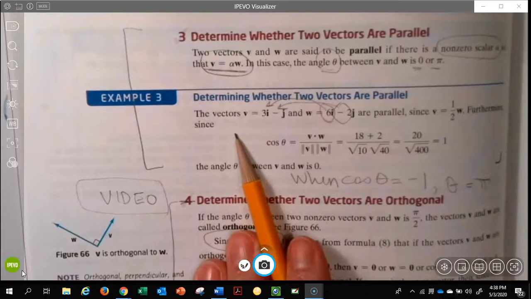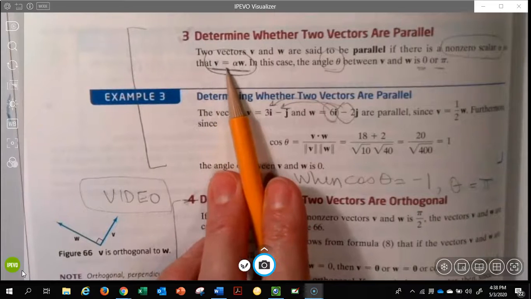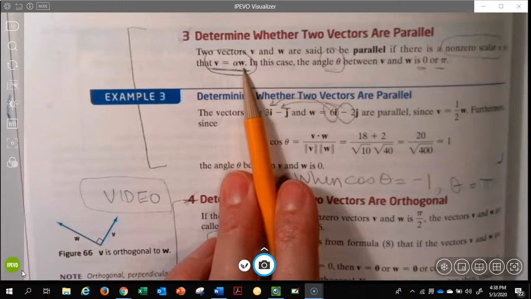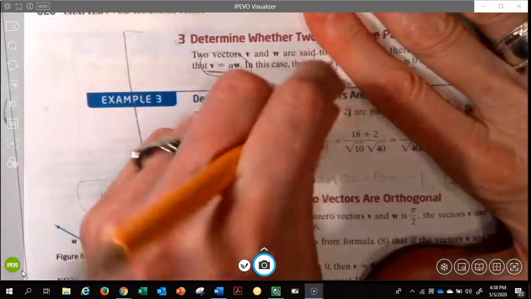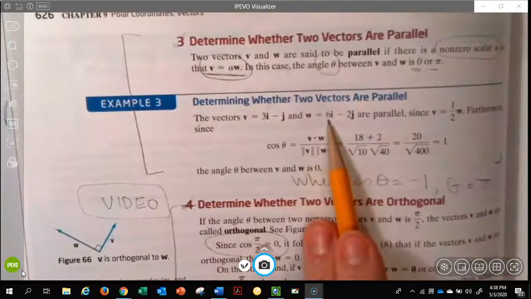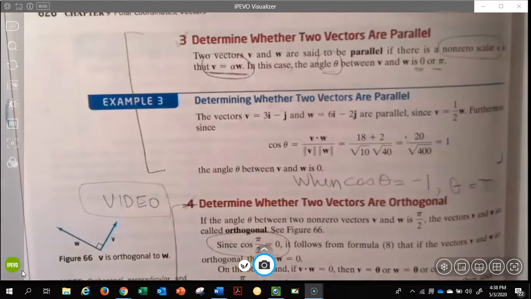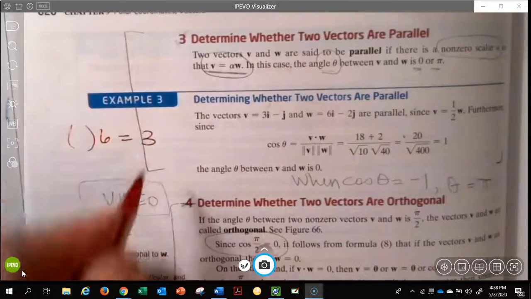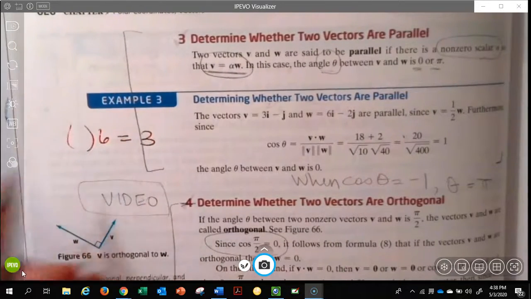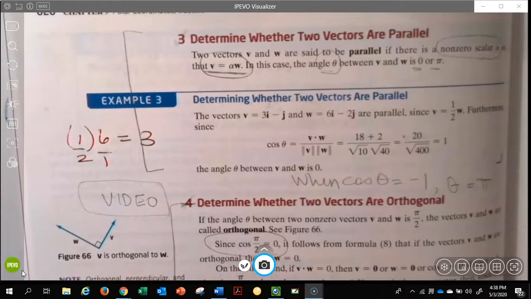So the example they give us, example 3, if I'm trying to make it fit this formula, vector v equals some scalar times vector w, my question is, what can I do to vector w? What can I multiply its horizontal piece, 6, by to make it turn into a 3? I need half of that. So why don't I multiply it by half, and it turns into 3.